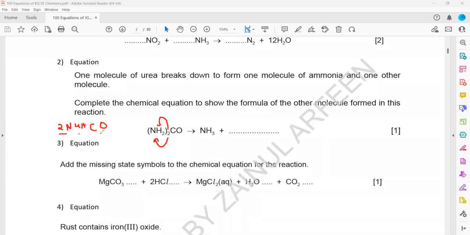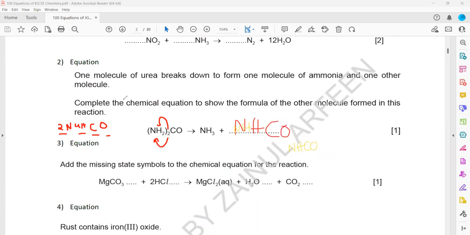And out of them, out of 2 nitrogen, we use 1 nitrogen here. And out of 4 hydrogen, we use 3 here. So what will be the remaining compound? How will the remaining compound look? Or what are we left with? So we are left with N. So we are left with NHCO.